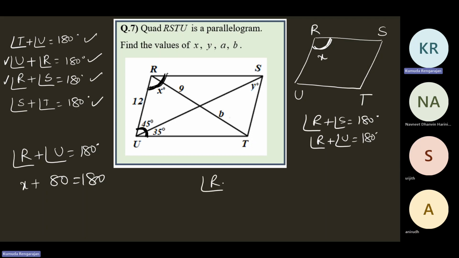If you use angle R plus angle S is equal to 180, R is X, plus S also you don't know. You don't know the value of this angle also. So you cannot use this. We have to find R and we don't know S also. So with the help of this result, you cannot find X.